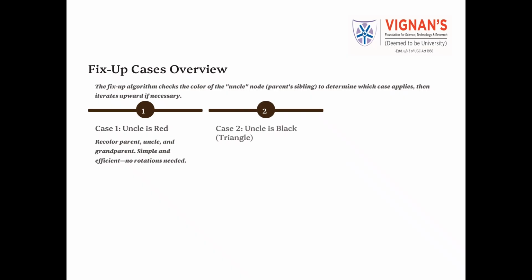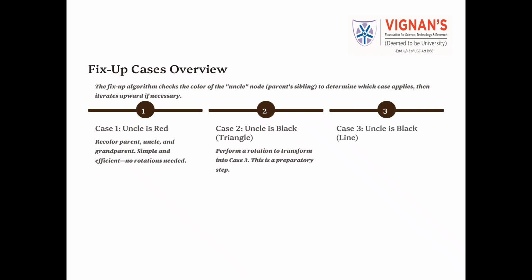Case 2. Uncle is black triangle. If the uncle is black and the nodes form a triangle shape, we perform a rotation to convert the structure into a line. This is a preparatory step. Case 3. Uncle is black line. If the uncle is black and the nodes form a straight line, we perform a rotation and recoloring to fully resolve the violation.